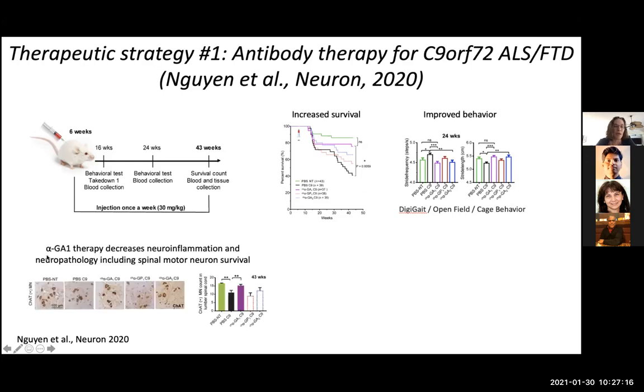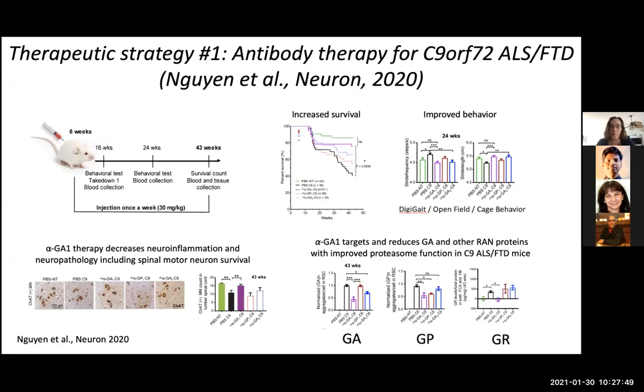The GA1 targeting antibody decreased neuroinflammation and neuropathology, a variety of different measures that I don't have time to go into in detail, but these include increasing the motor neuron survival. In the non-transgenic mice compared to the C9 mice, there's a loss of motor neurons, and in the GA1 antibody treatment group, that is normalized.